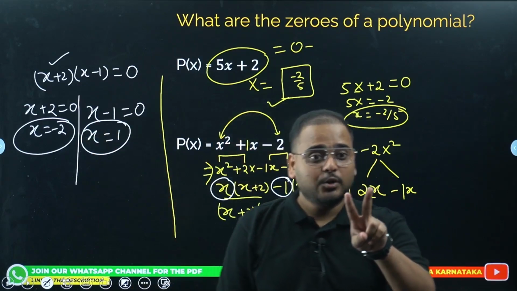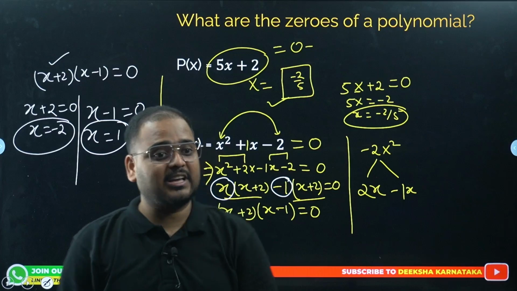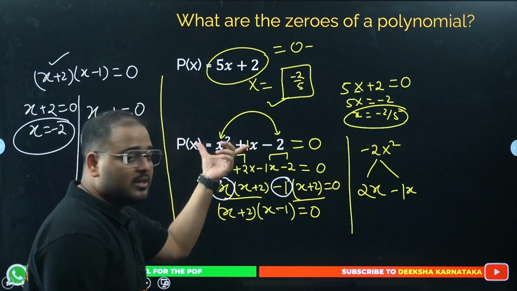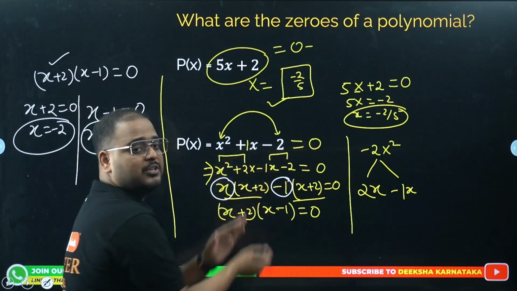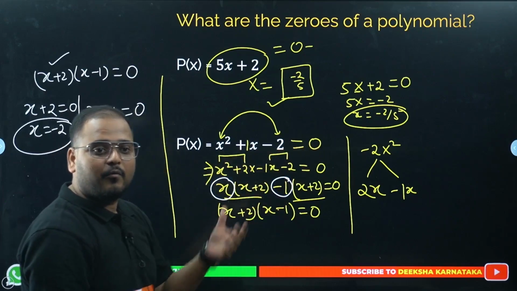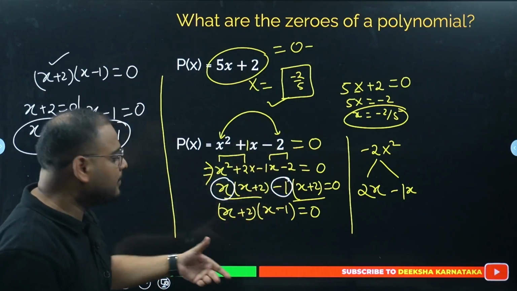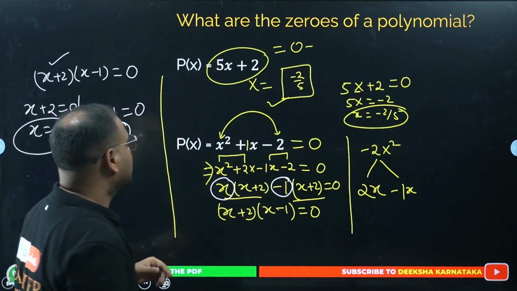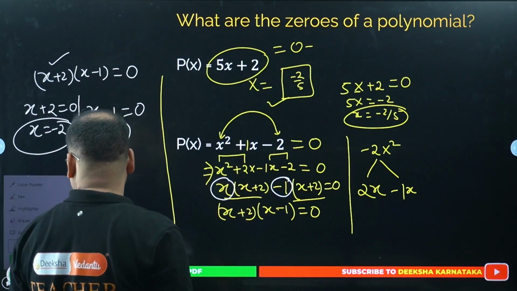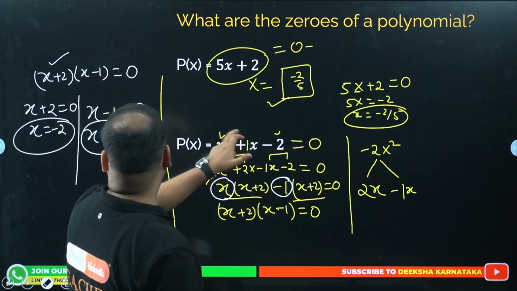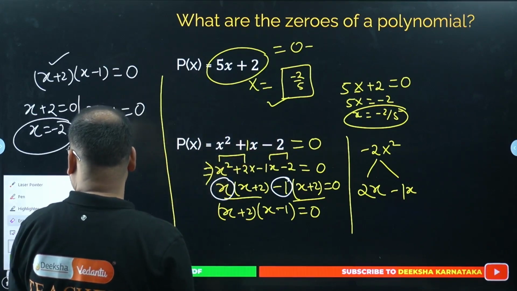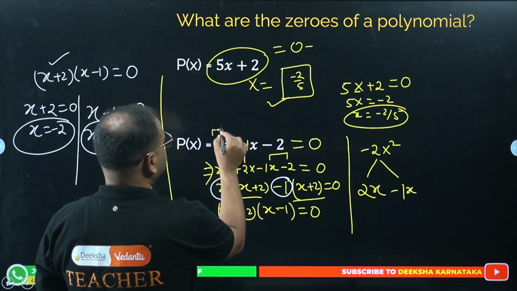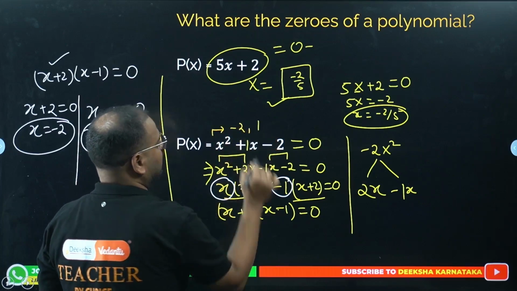So we have two zeros of the quadratic polynomial given here. When we did what? We equated this with 0. Right? What have we done? We split the middle term, and we got two zeros of this polynomial as minus 2 and 1. Let me write it here. Minus 2 comma 1. Okay.